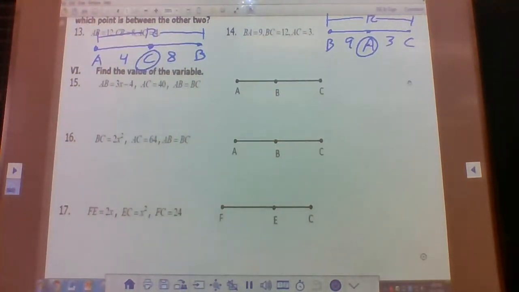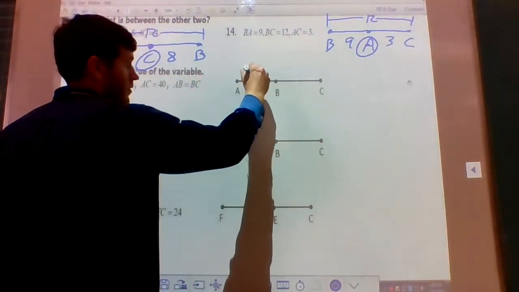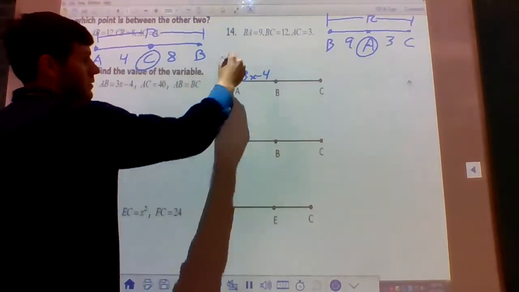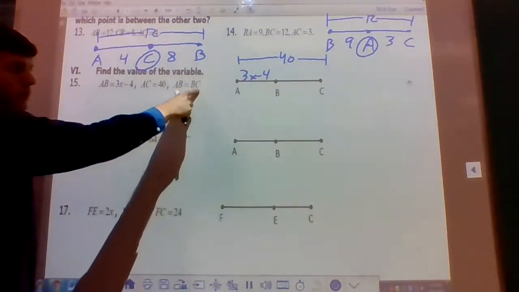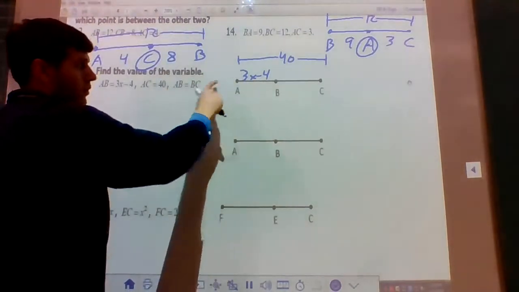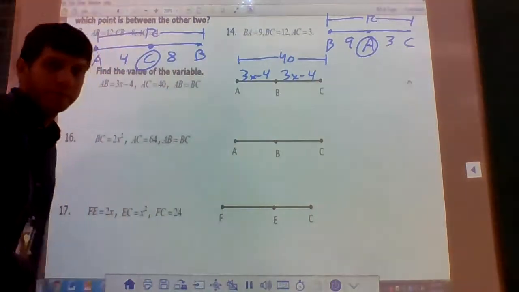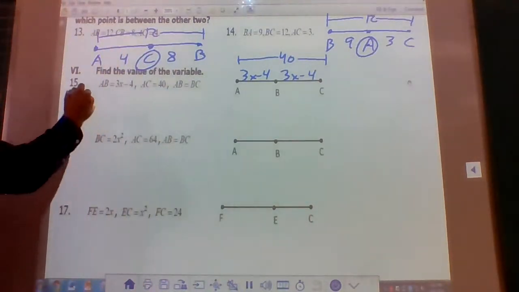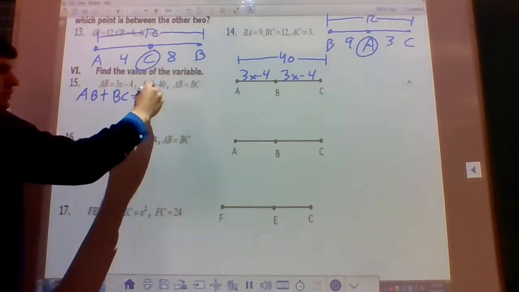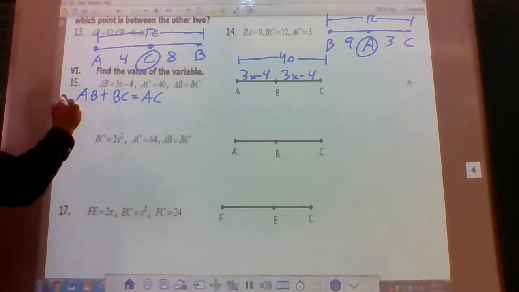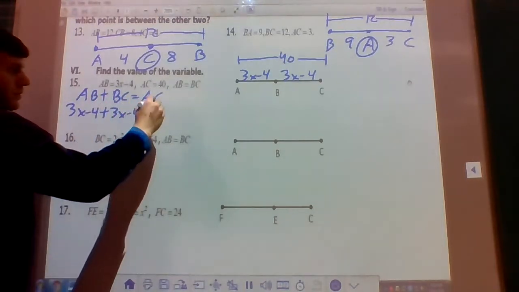Find the value of the variable. So AB is 3x minus 4. AC, the whole thing, is 40. Then it's saying that AB equals BC. Well, if AB is 3x minus 4, then BC is also going to be 3x minus 4. So our equation here is AB plus BC is going to equal AC. So 3x minus 4 plus 3x minus 4 is going to equal 40.